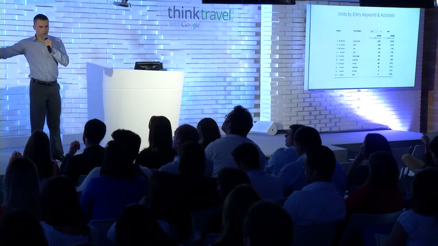So this example is we look at the keyword Eurostar, which is the name of a train between London and Paris. And what we saw is that 60% of the people went to book tickets, which makes sense, of course, but also 15% of the people went to book hotels. And we didn't expect that. We didn't expect that someone typing the name of a train would go and buy a hotel.